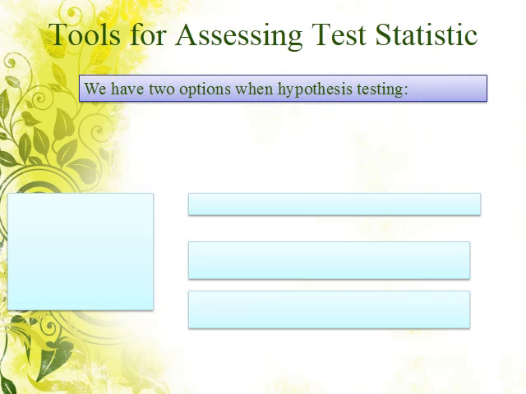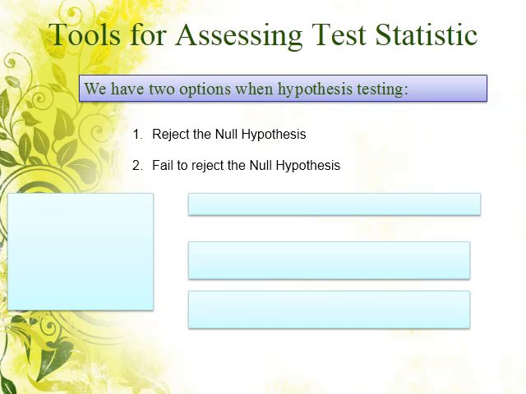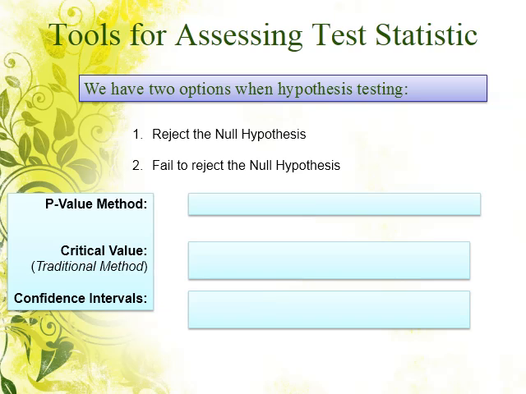So a couple things to note. We have two options when we're hypothesis testing. We can either reject the null hypothesis or we fail to reject the null hypothesis. We never say we accept the alternative hypothesis. In the next section, we're going to talk about three different methods that will help us determine whether we reject or fail to reject the null hypothesis. Those are the p-value method, the critical value method, which is also called the traditional method, and the confidence interval method.